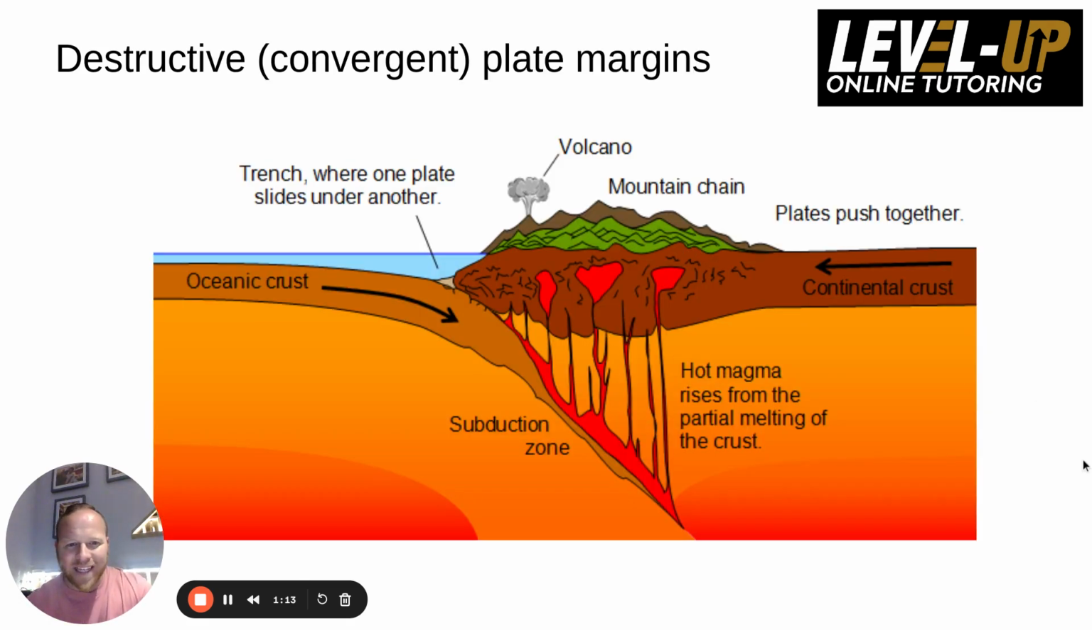So starting with a destructive plate margin, you can see that we've got 2 plates colliding here. One is oceanic and one is continental. The oceanic plate is more dense, so it's kind of heavier, and therefore, as they collide, it sinks and subducts beneath the continental plate. And that is bad news. It's called destructive for a reason.